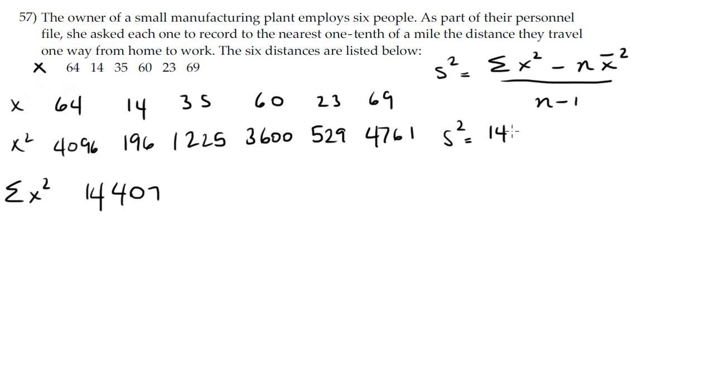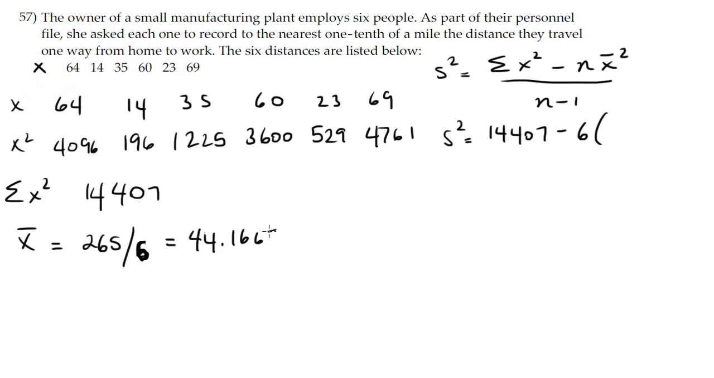So 14,407 minus 6 values I have now. What's the mean of these things? Let's add these values up. 64 plus 14 plus 35 plus 60 plus 23 plus 69 is 265. Divided by 6 values. 265 divided by 6 is 44.1667. I'll use that.